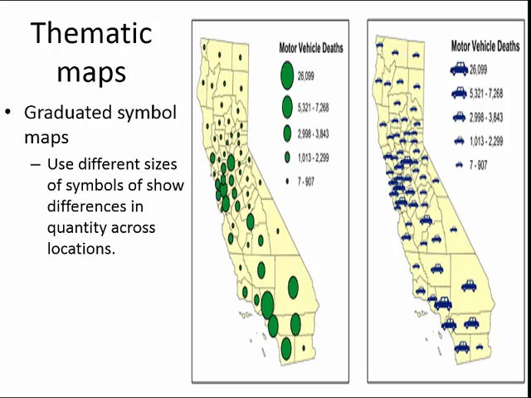Which map do you believe proves to be more effective? Is it the green circles, or is it the blue automobiles? Which is easier to read?